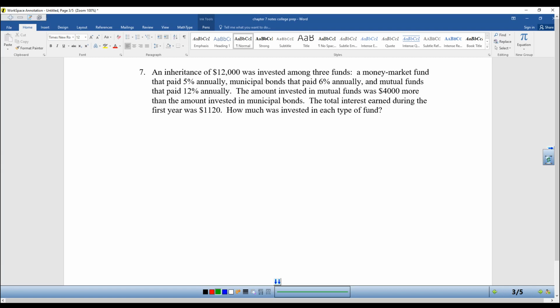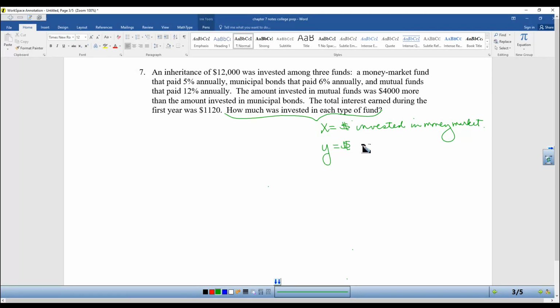All right, so the amount invested in mutual funds was $4,000 more than the amount invested in municipal bonds. The total interest earned during the first year was $1,120. How much was invested in each type of fund? So remember, use the question to make your variables. So X is the dollars invested in the money market. I could have used M, but honestly, municipal bonds, mutual funds, they all have M's, so I'm just going to stick with X, Y, and Z.